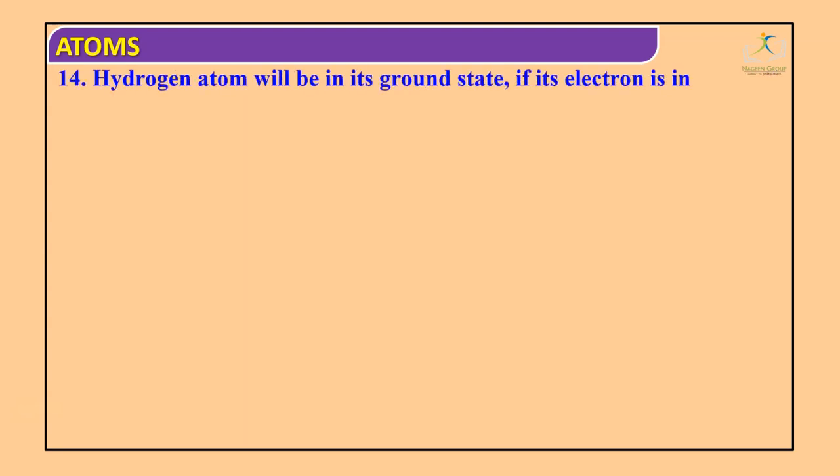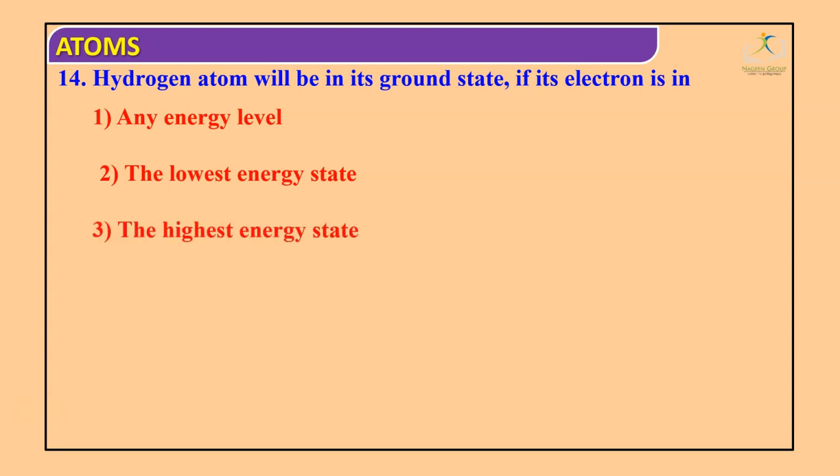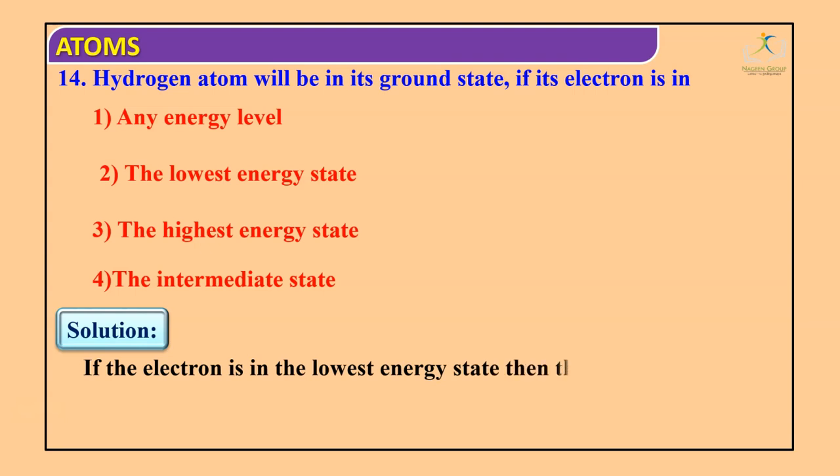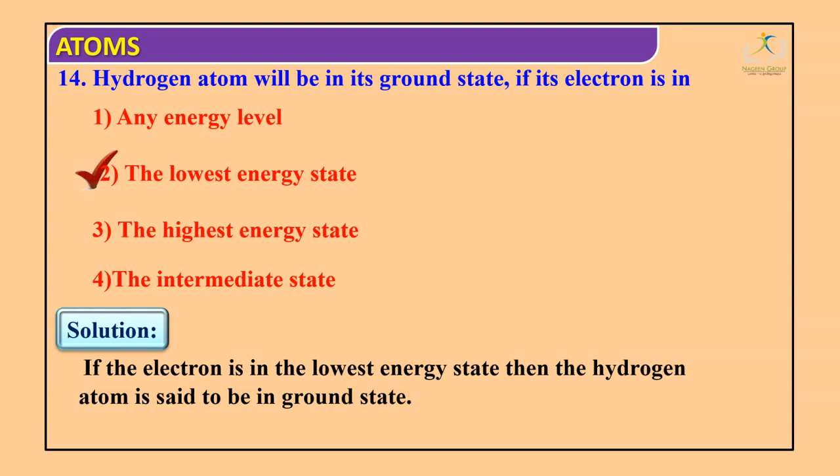14th question is, the hydrogen atom will be in the ground state if its electron is in which energy level: the lowest energy state, the highest energy state, or an intermediate state. Now let's move on to the solution part. If the electron is in the lowest energy state, then the hydrogen atom is said to be in the ground state. So the correct option is 2.